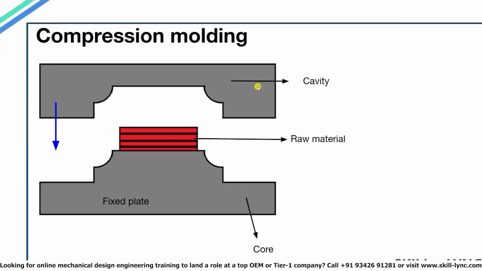This is the opposite of what happens in injection molding, where the cavity is fixed and the core plate moves. The material which is to be processed is placed on top of the core. Moving cavity plate will compress the material and the desired shape will be obtained. Compression molding is usually used to make rigid and hard to break parts like pot handles.